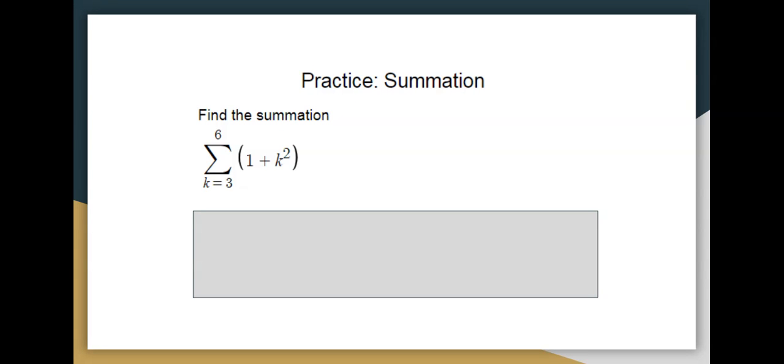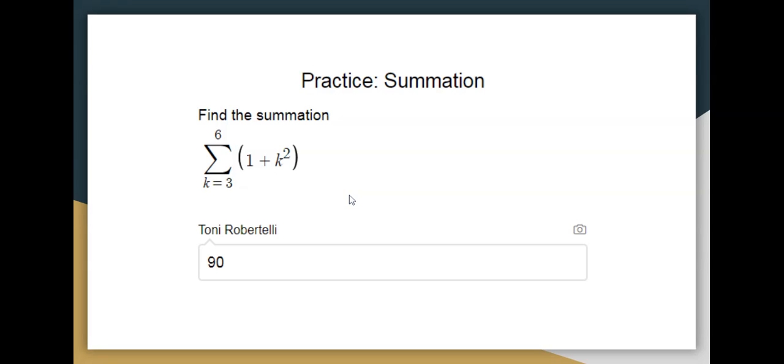If the equation gets bigger, you still do it the same way. We're going to go from 3 to 6 this time. So you're going to have 1 plus 3 squared. Find out what that is. Then do 1 plus 4 squared, 1 plus 5 squared, and 1 plus 6 squared. Add up all those values, you do get 90.